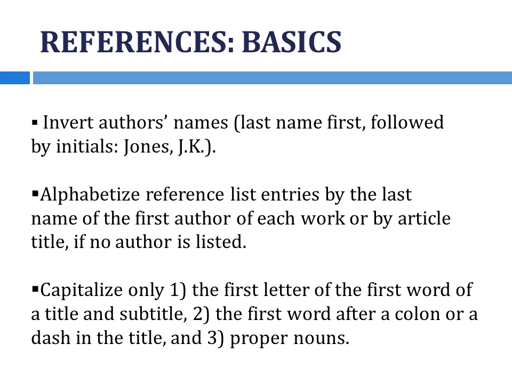Here are some basic rules related to creating a references page. First, we want to invert the author's names, last name followed by initials. So if we have Jonathan Kevin Jones, we would write his name as Jones, comma, JK. Just as stated before, we're going to alphabetize our reference list entries by last name of the author of each work or by the article title if no author is listed.